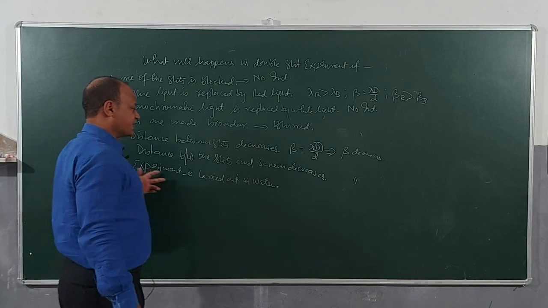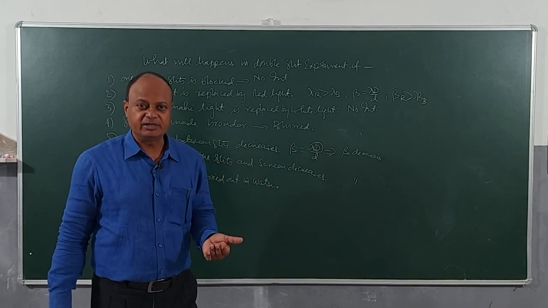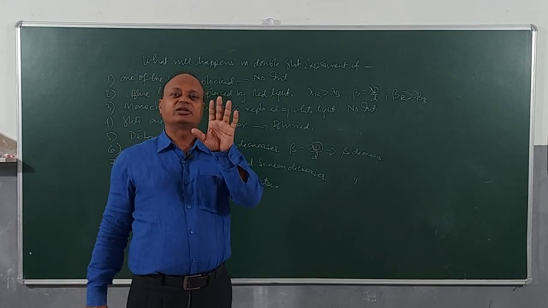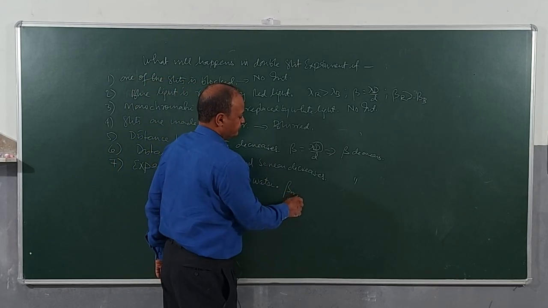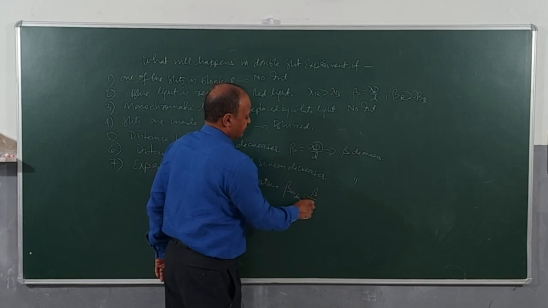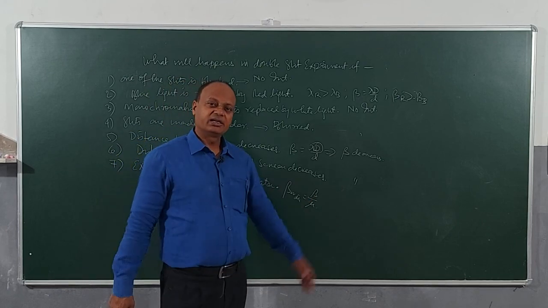And if our experiment is carried out in water, then, if you carry out the experiment in any medium, the fringe width will change: beta in water is beta divided by the refractive index of water. Clear? So the fringe width will decrease.